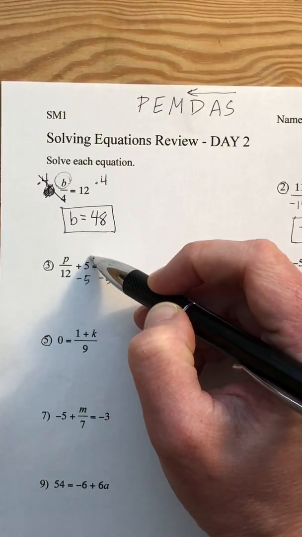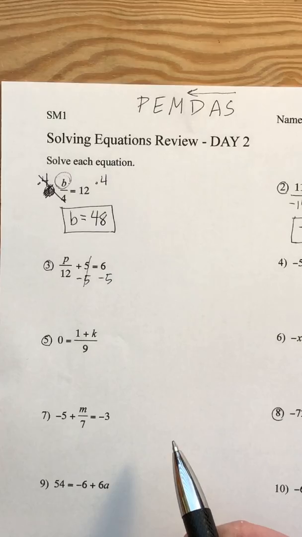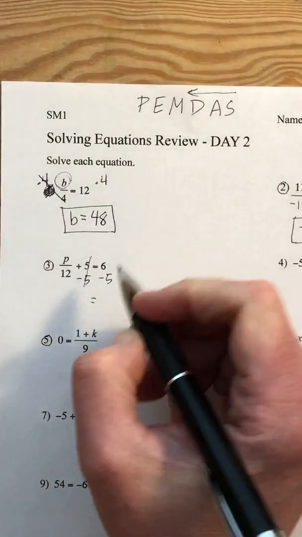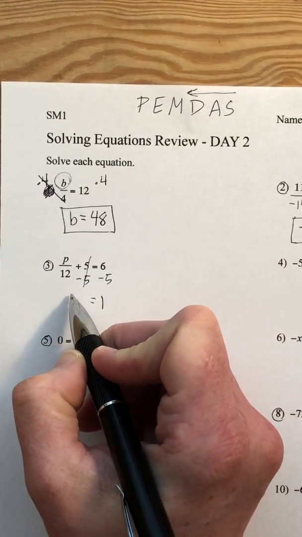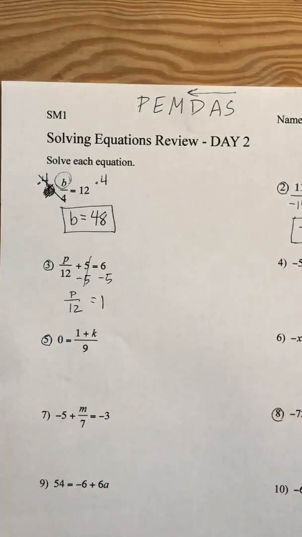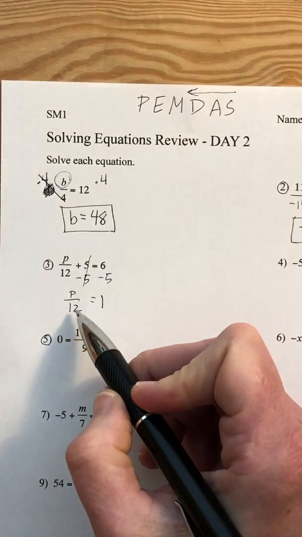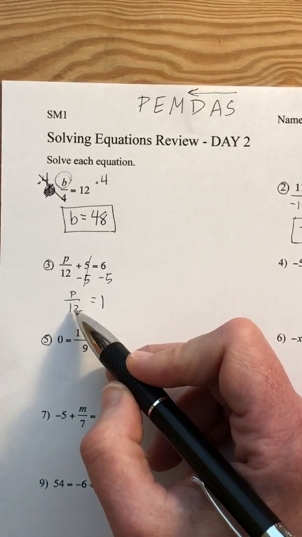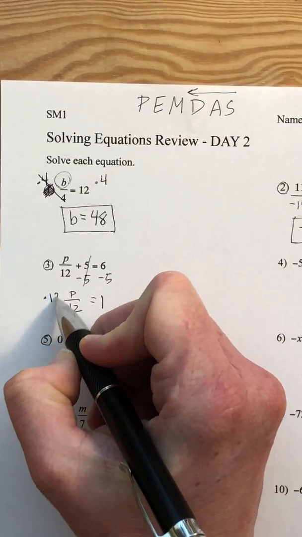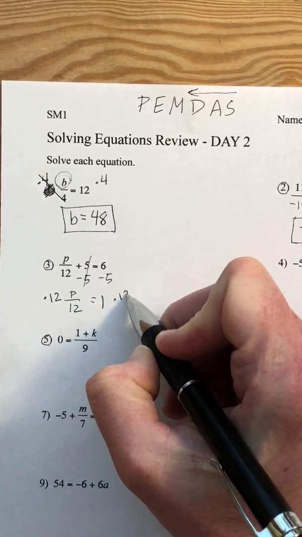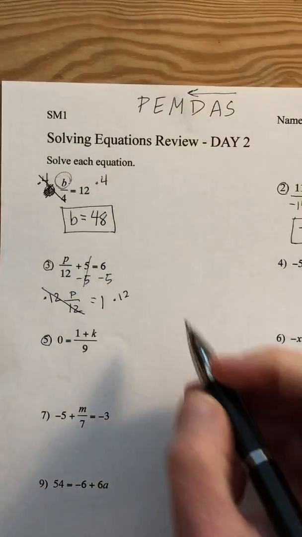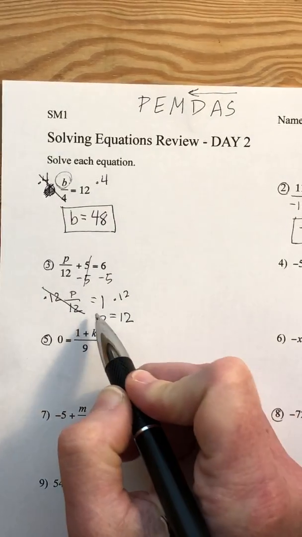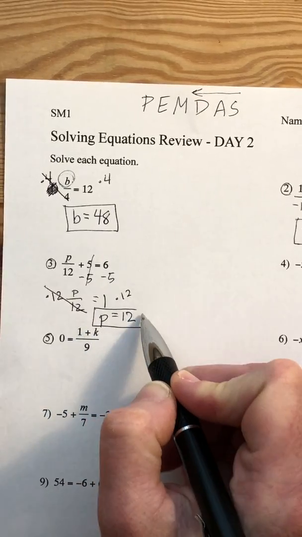5 minus 5 is going to give us 0. So we're just going to kind of be lazy and cross those out. 6 minus 5 is going to give us 1. We'll bring down the p over 12. Okay, so now we have p divided by 12 equals 1. We're still trying to get that p by itself. So we're going to do the opposite of dividing by 12, which is multiply by 12. We'll do that to both sides. These cancel, and we're left with p equals 12. Did you get that? Awesome work.